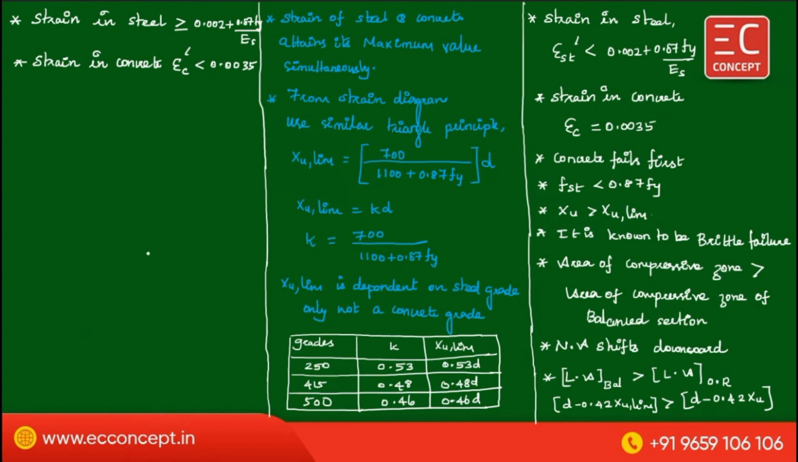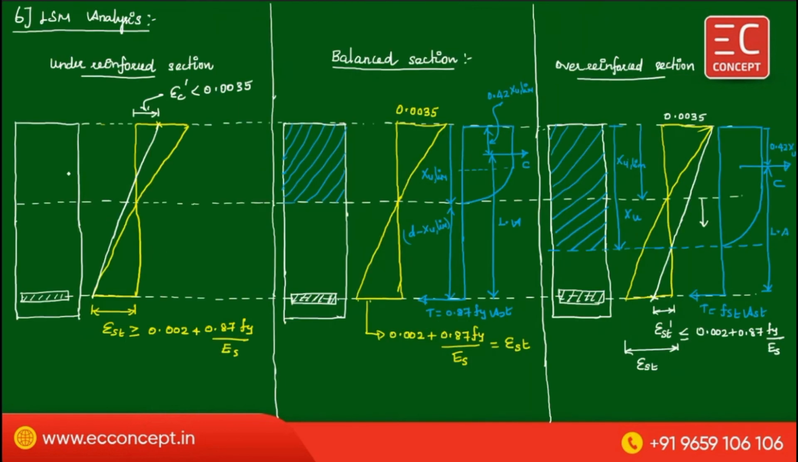Now from this diagram, the neutral axis shifts upward. From this diagram, the neutral axis shifts upward. This is the neutral axis. The neutral axis shifts upward. So we can say this is XU limit, and this is your XU, actual XU. This is your actual XU.